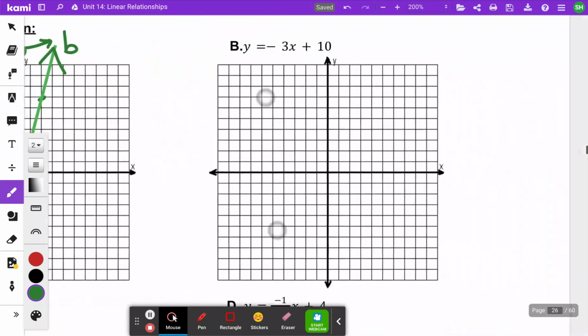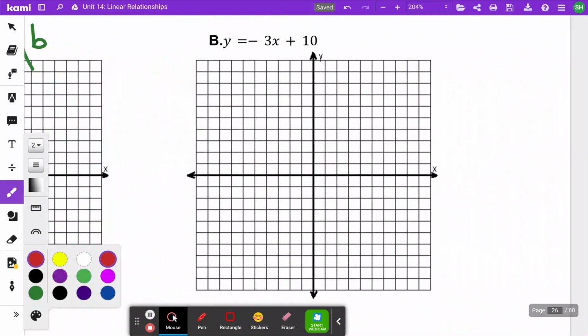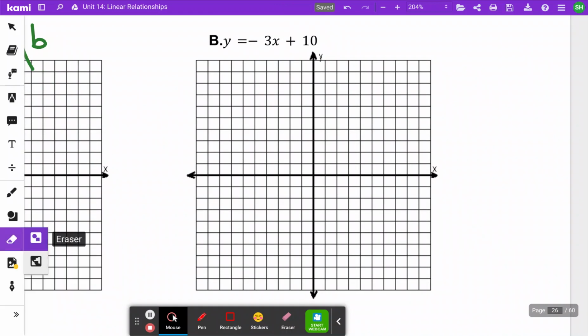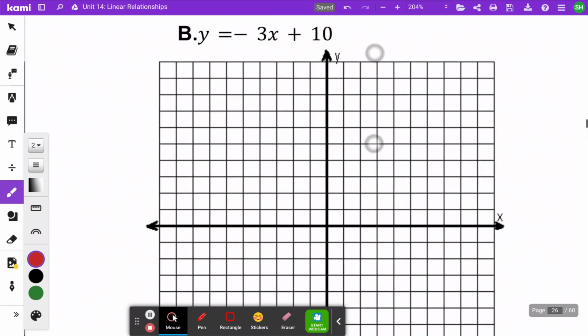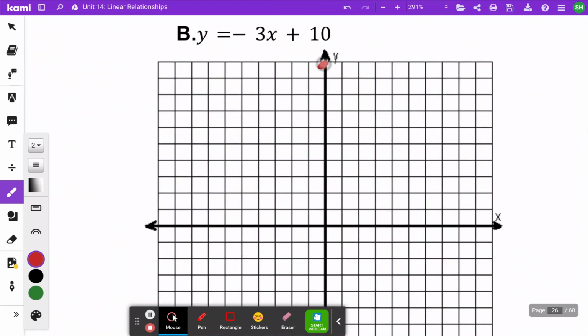All right, so I'm going to start going a little bit quicker. For this one, it has a y-intercept of 10. What that tells us is we can start on the y-axis at 10. If I count all the way up from 0 up to 10, that's the very last spot that we have room for on the graph here. If you look in front of the x, you have a negative 3 there. That's telling us our slope is negative 3, or as a fraction, negative 3 over 1.